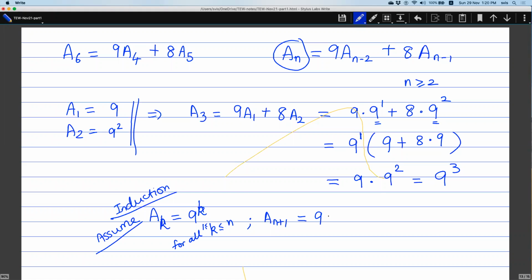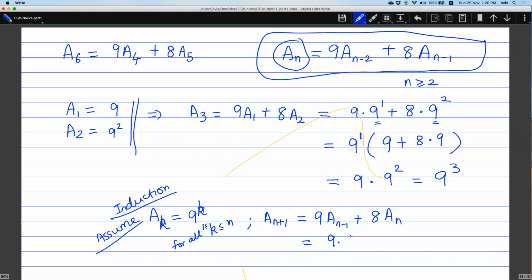Let's use what's called the recurrence relation for A_(n+1). So I'm going to use this one here. This is 9 times A_(n-1) plus 8 times A_n. Now the same thing again, it's 9 into 9 to the power n-1 plus 8 into 9 to the power n. I pull out the smaller power of 9 from both, which is 9 to the n-1. And what's inside is the same thing, which is 9 squared. So the total answer is 9 to the n+1.